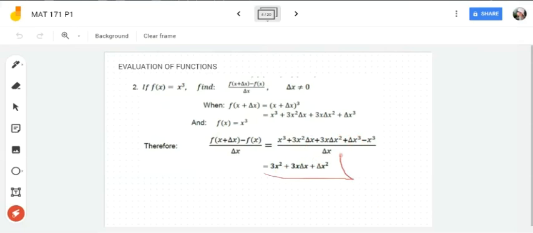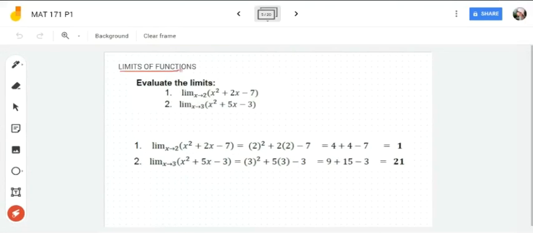Okay, so this is your final answer if we will be evaluating your function, which is f of x plus delta x minus the function of x, over delta x, where your function of x is equal to x cubed. Okay, let's go to our next topic, more on that evaluation of function. Let's go to the limit of functions.